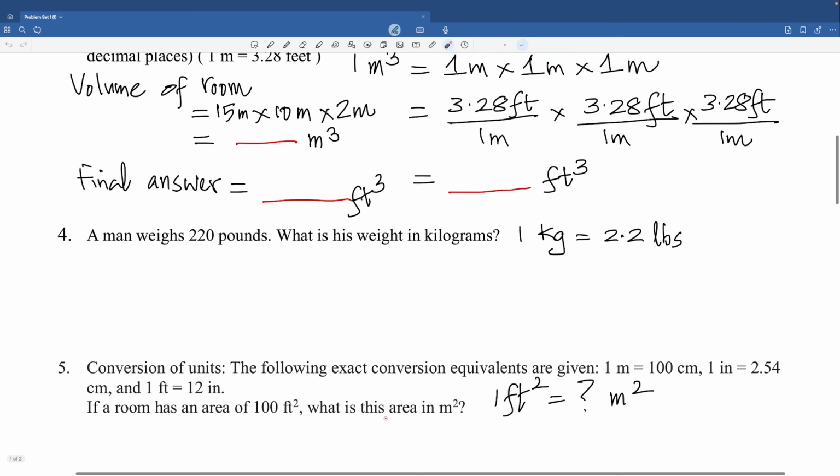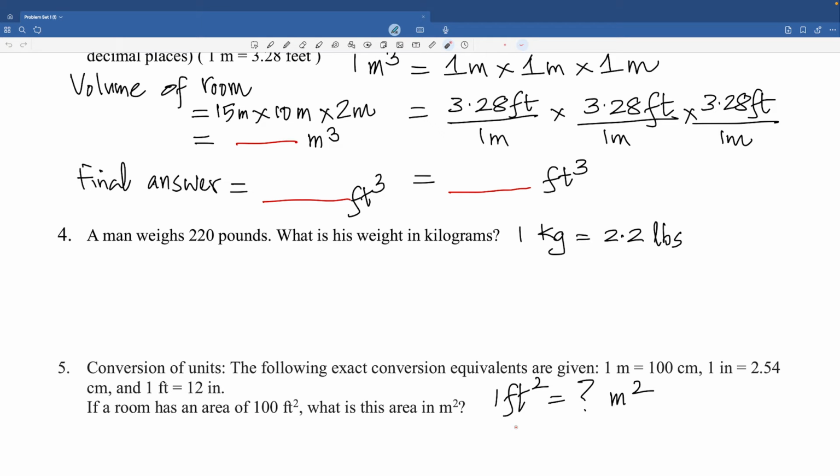And then another question, number 5. You are given some conversion equivalents. So 1 meter is 100 centimeter, 1 inch is 2.54 centimeter, and 1 feet is 12 inches. So now you got meter in centimeter, inches in centimeter, and feet in inches. So if a room has an area of 100 feet square, what is this area in meter square?